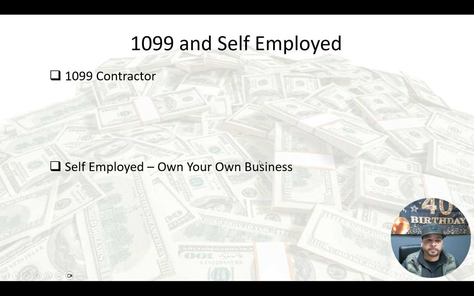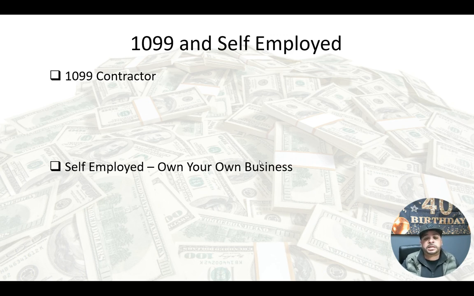Now, when you're 1099 and self-employed, so 1099 self-employed, for us, we're going to consider that synonymous. But for individuals who are paid like this, they may not necessarily look at it the same way. So we do want to make that distinction. So a 1099 employee or a 1099 contractor, like a W-2 employee, they may work for a company, but that company does not necessarily have them on staff. They're more than likely going to be invoiced.